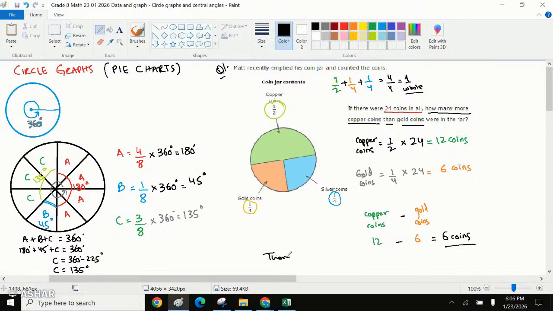There are 6 more copper coins than gold coins, right? If gold was 6 and copper was 12, that means copper is 6 more, right? So this is the statement we give as an answer, and there are a lot of things that we can process from a pie chart or a circle graph. Okay.